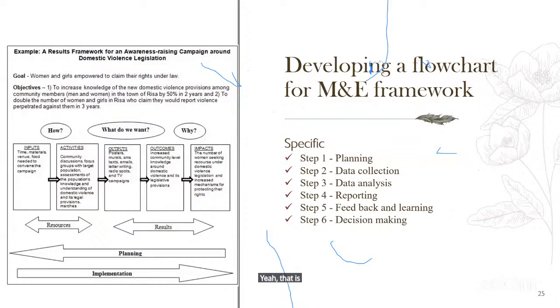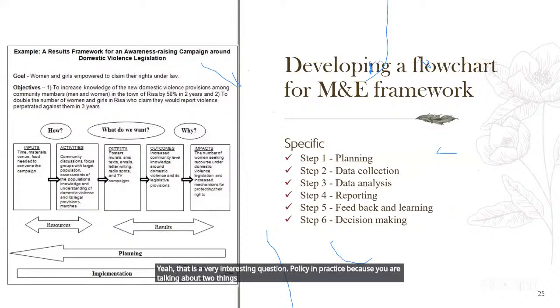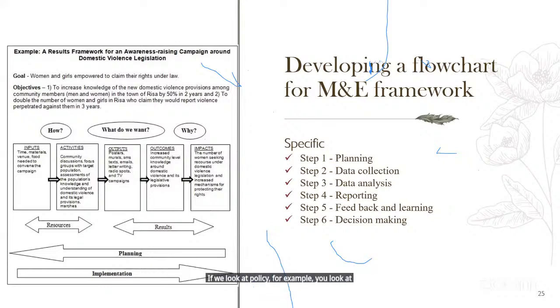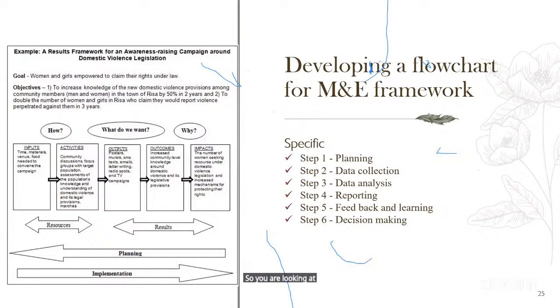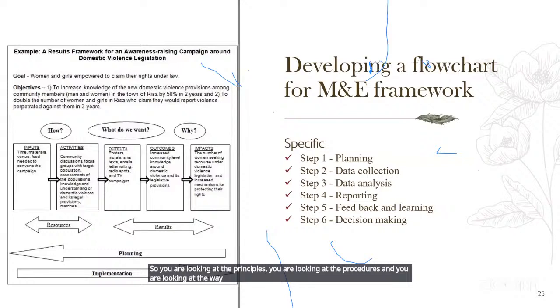Yeah, that is a very interesting question. Policy and practice, because you are talking about two things that are really related, but they are distinct in their own sense. If we look at policy, for example, you look at policy as a guiding principle or a set of principles that outline the organization's intentions and goals, isn't it? And a policy provides a framework for decision making and resource allocation. So when you look at practice, you are looking at the actual implementation or application of policy. So you are looking at the principles, the procedures, and the way things are done in reality, which may or may not align with the policy.